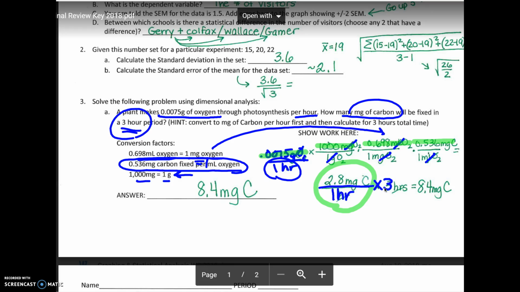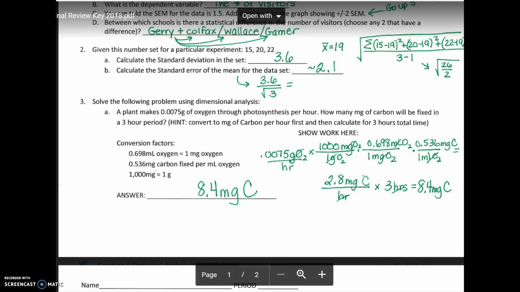Now you might say, well, how do I know if I multiply or divide? Hours is a denominator here. So I need it to be on the top so that it cancels with my hours on the bottom. And that's how you'll get the 8.4. And again, that's rounded, and on the test I'll tell you where to round.